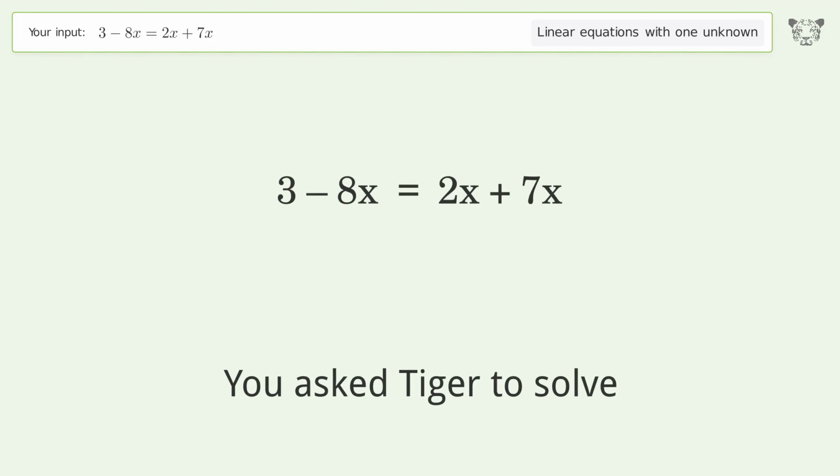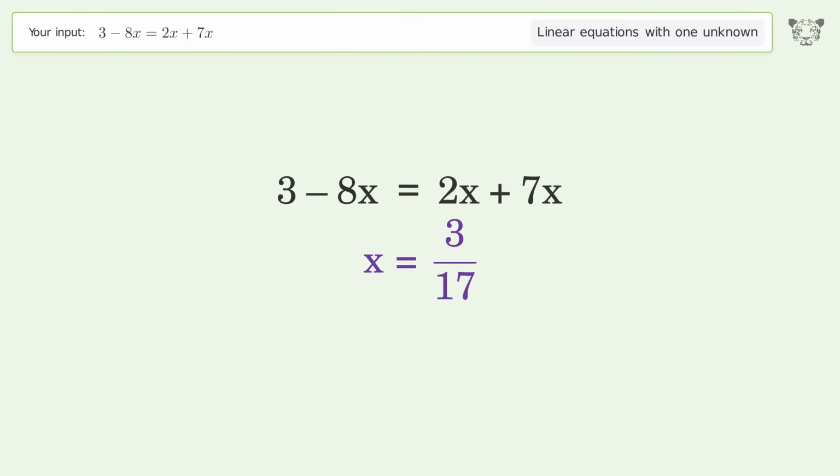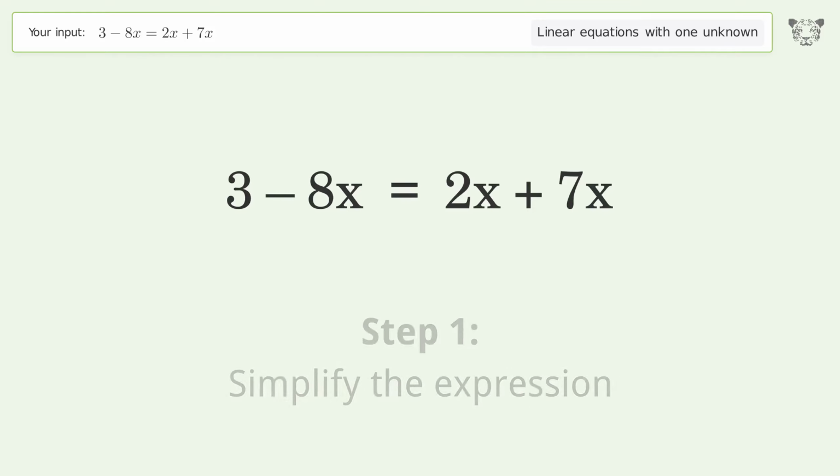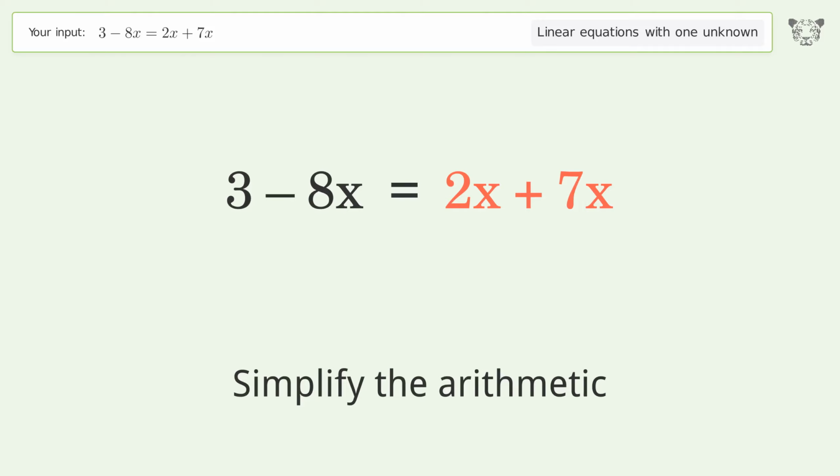You ask Tiger to solve this. This deals with linear equations with one unknown. The final result is x equals 3/17. Let's solve it step by step. Simplify the expression. Simplify the arithmetic.